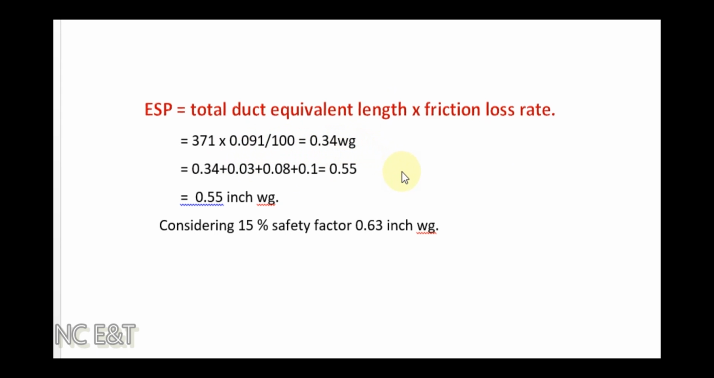After adding the friction loss in fire damper, volume damper and diffuser, the total external static pressure is 0.55 inch water gauge. Considering 15% safety factor, so we can get the external static pressure value equal to 0.63 inch water gauge.